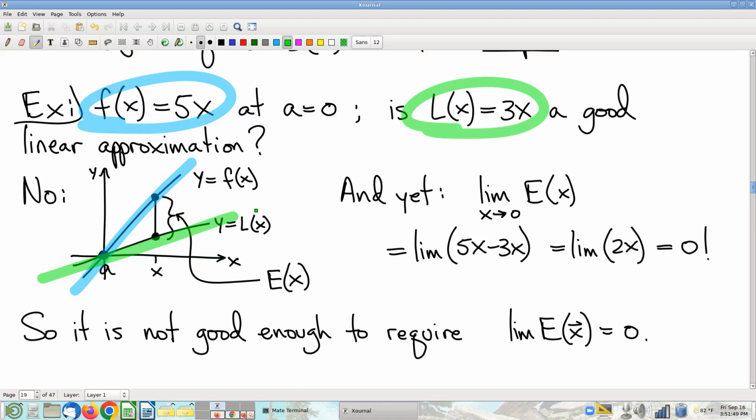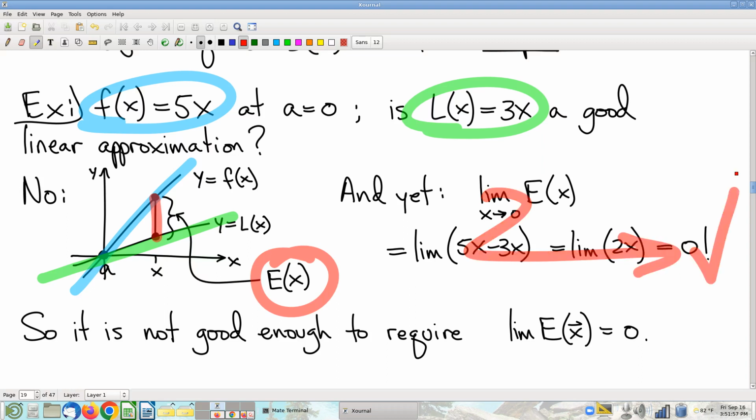And the thing is, the error, that difference, approaches 0. All that error goes away. You can watch the errors getting smaller and smaller as you approach your A point there. So does that mean that this is a good linear approximation? No, this is still obviously a terrible linear approximation, right?